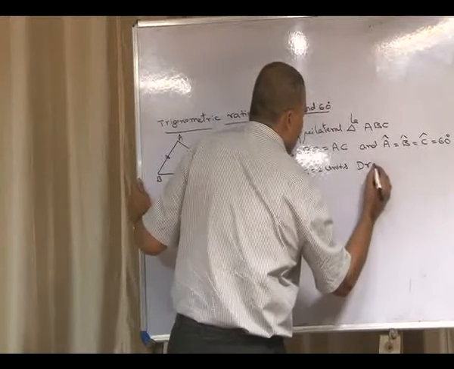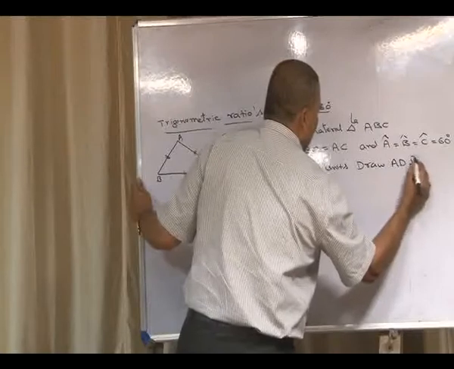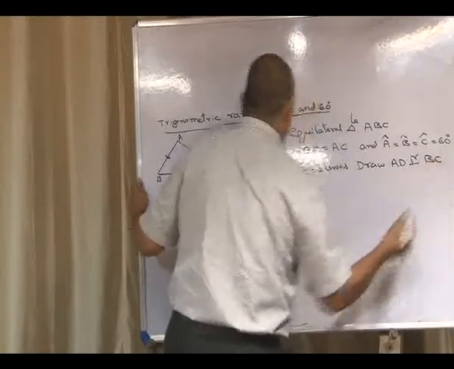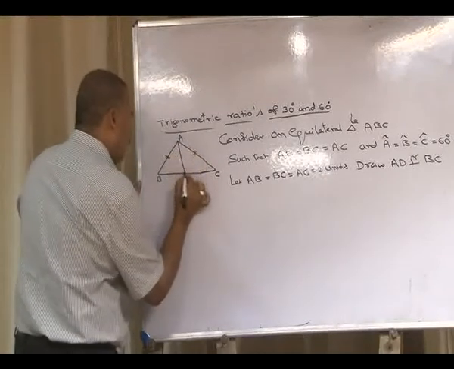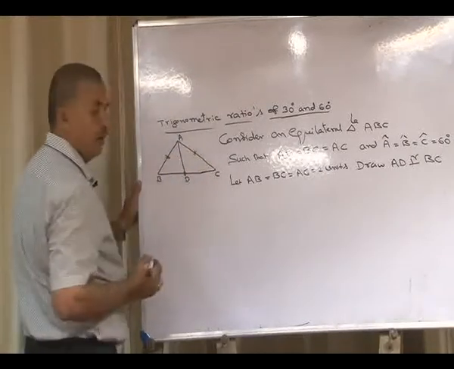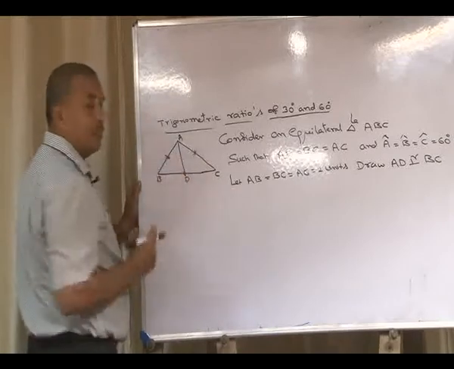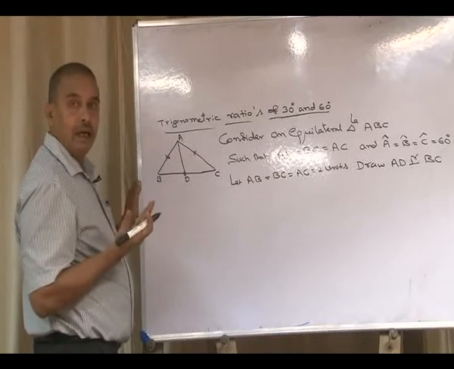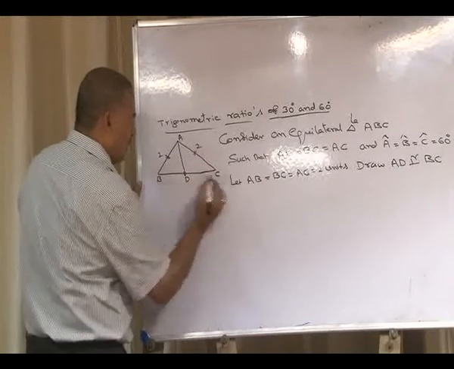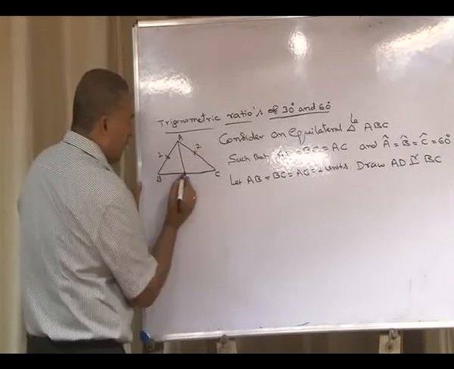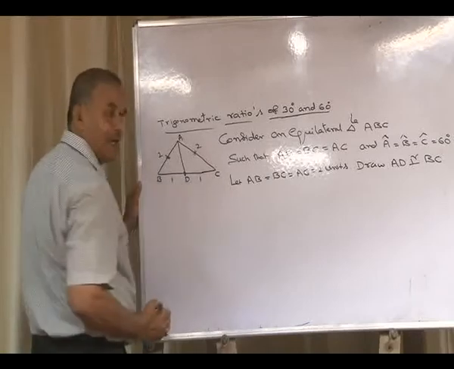Draw AD perpendicular to BC. In an equilateral triangle, when AD is perpendicular to BC, AD is the perpendicular bisector. When AB is 2, AC is 2 and BC is 2, and it is a perpendicular bisector, the value of BD is 1 and also CD is 1.